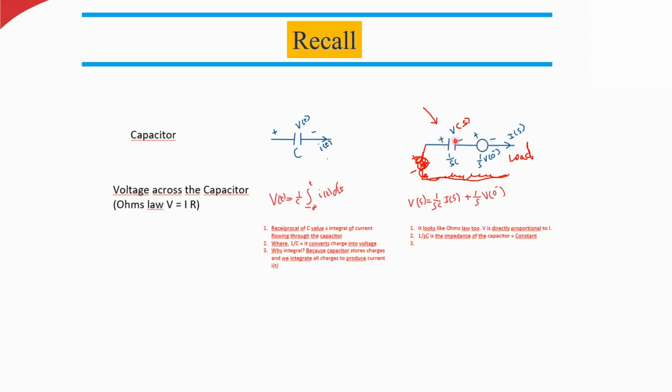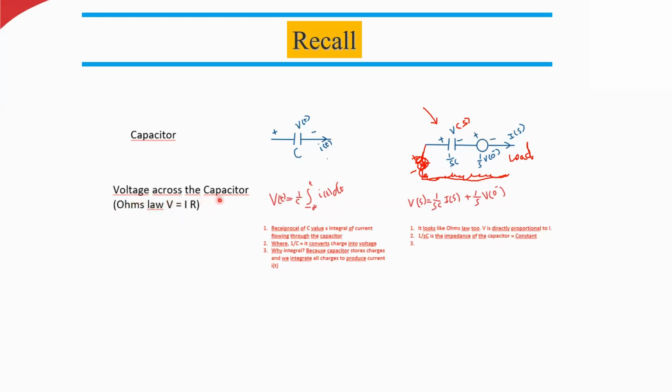Here is the same, plus minus. Here the constant is 1 divided by S, and V of 0 minus is indicating the initial condition of this capacitor. The current flowing through this capacitor is I of S. So V of S is the voltage drop across the capacitor, I of S is the current flowing through this capacitor, and this one is indicating the initial source or initial energy of the capacitor. Okay, so that's all. And now we can also write the formula.